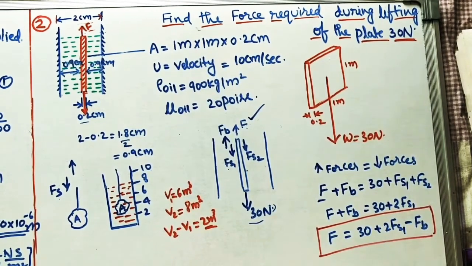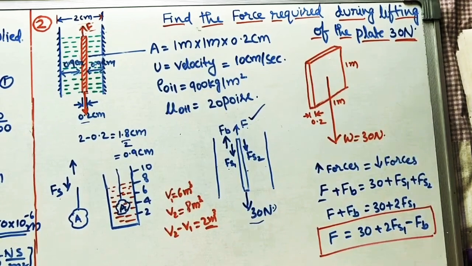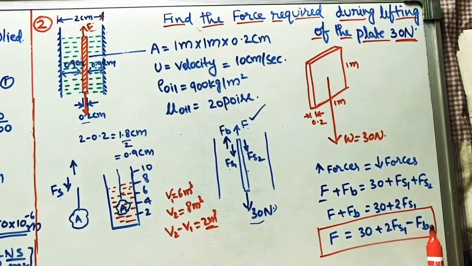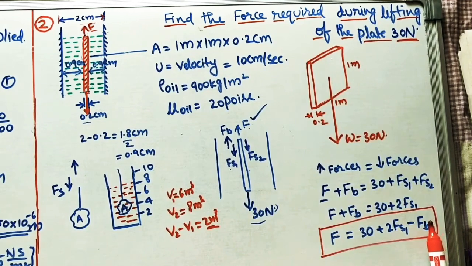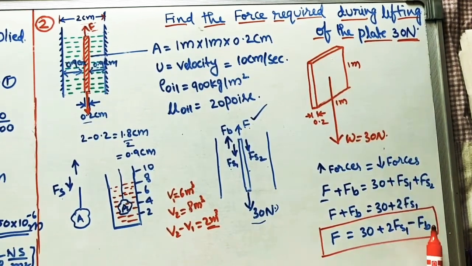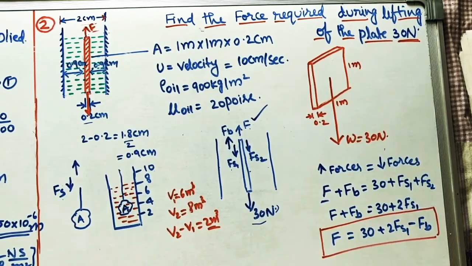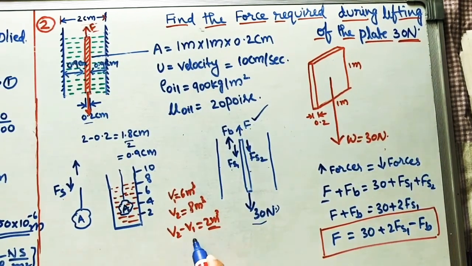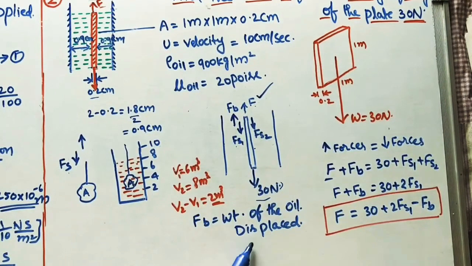Okay, here is how to find FB, the buoyancy force. So here, how to find it? By using the weight of the oil displaced. Weight we are measuring in terms of newtons. That weight will give the buoyancy force. Now write down here: FB is equal to the weight of the oil displaced.